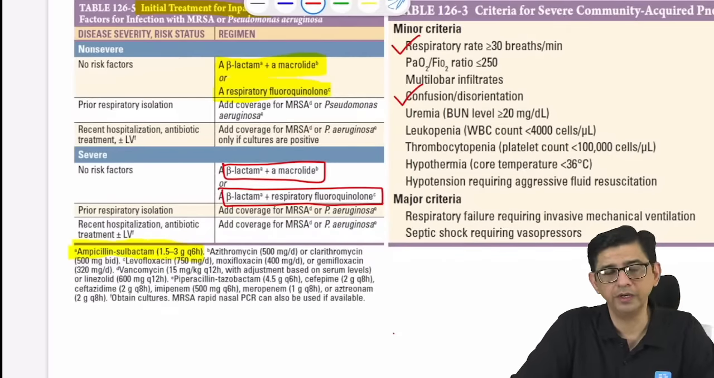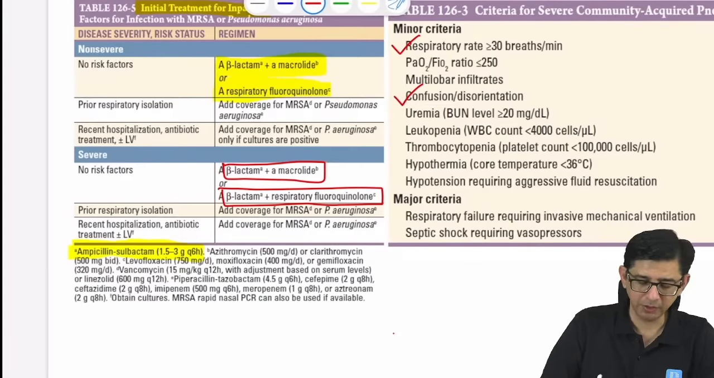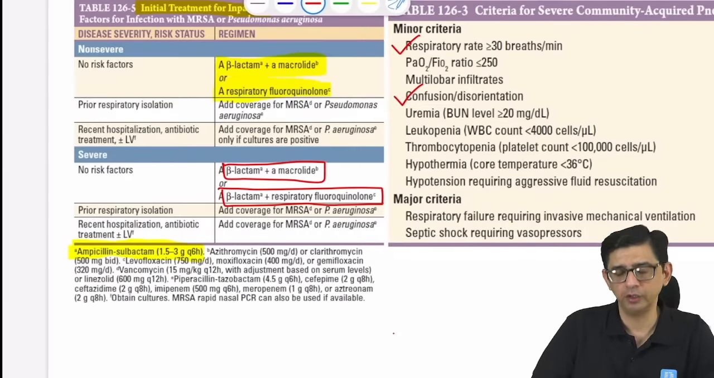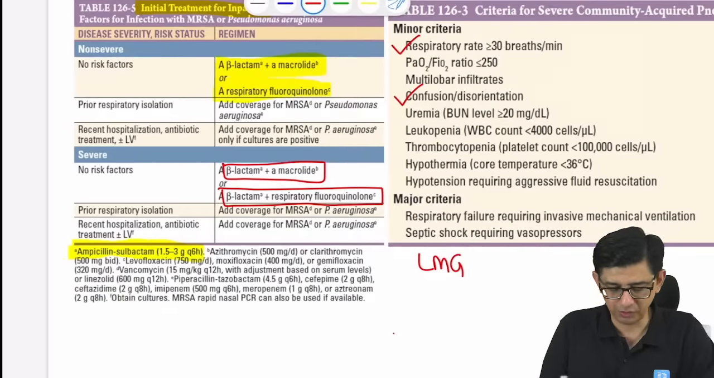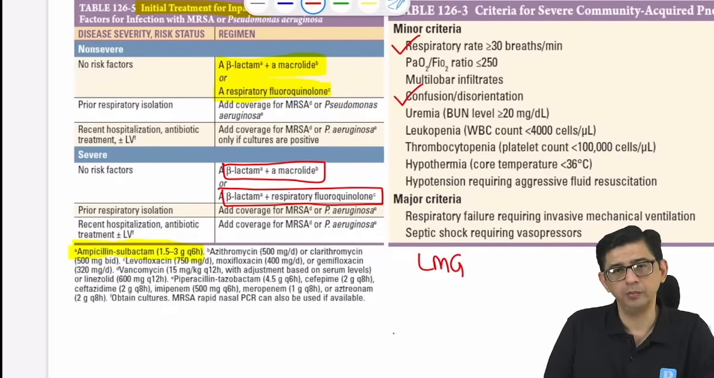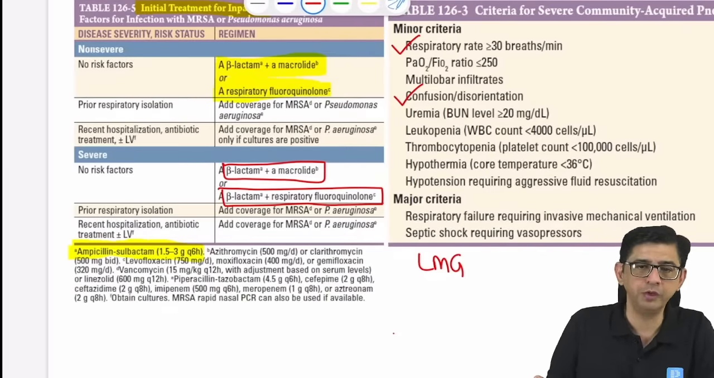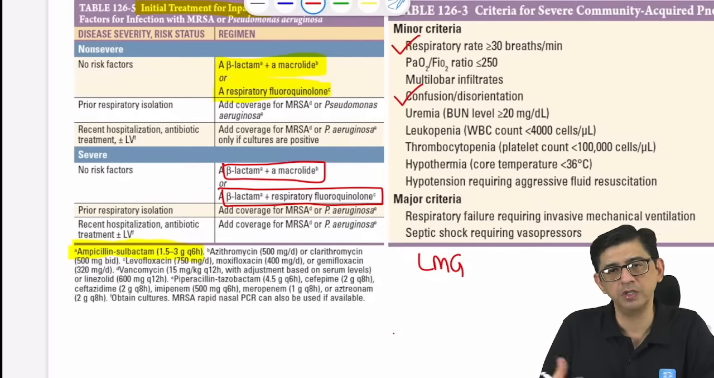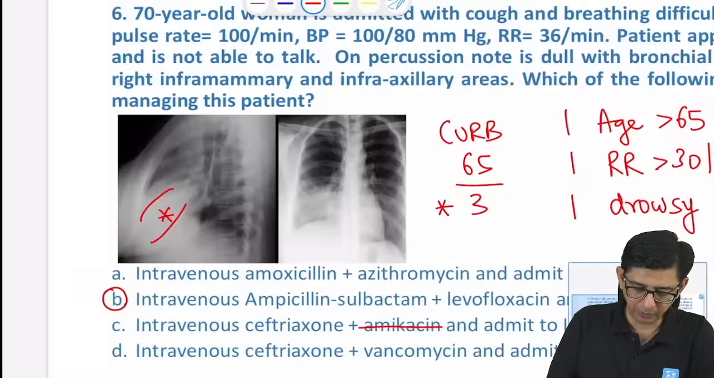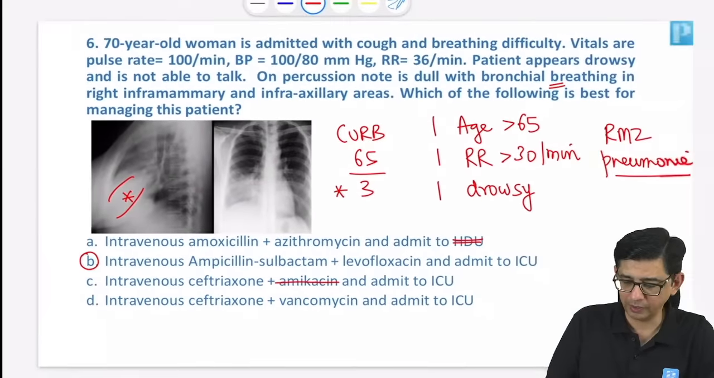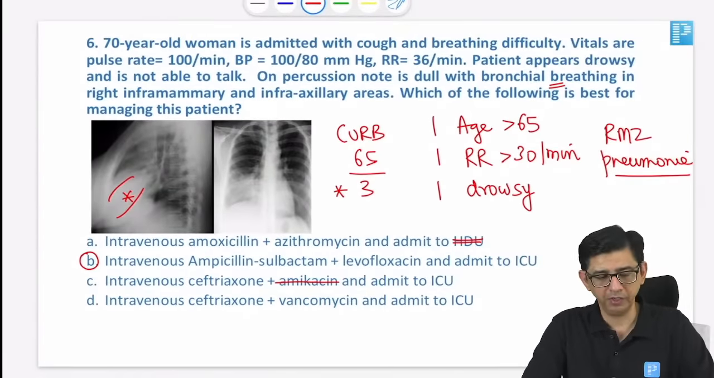If you look at the data, levofloxacin is a respiratory fluoroquinolone. There are three of them. LMG is the mnemonic: levofloxacin, moxifloxacin, and gemifloxacin. Repeating once again, the respiratory fluoroquinolones are LMG, that is levofloxacin, moxifloxacin, and gemifloxacin. So option B is the correct answer. I think the majority of you have nailed this one correctly, and it is a repeat question.